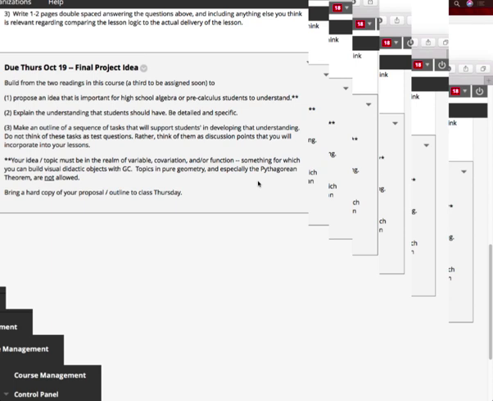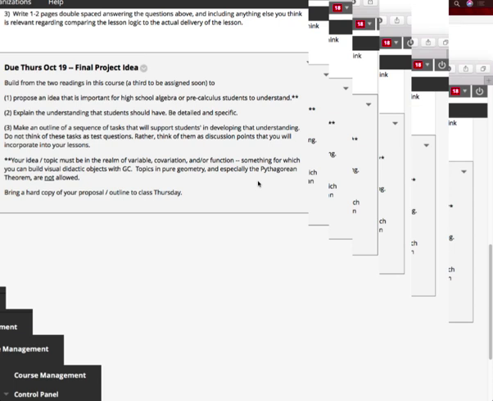The GC is going to lend itself really nicely to something functions based, right? Functions based. Okay. So pre-calculus is probably the arena we want to stick to. So something in pre-calculus, or calculus if you want to go for calculus, that's fine too. So we want to explain the understanding that students should have, and make an outline of a sequence of tasks that will support students developing that understanding.